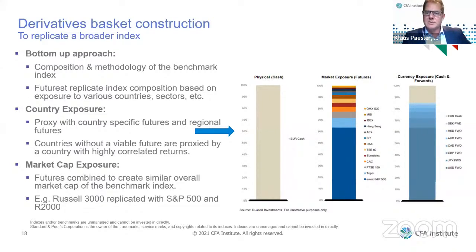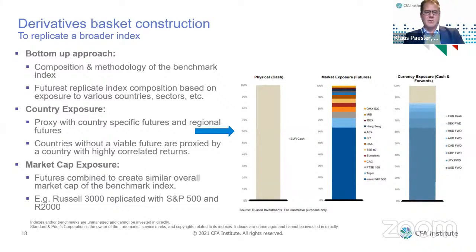And we use optimizers and tracking tools to make sure the beta is matched as closely as possible. It's never going to be a perfect match, but it is a fantastic solution to gain our underlying market exposure. In some cases, you're using a combination.